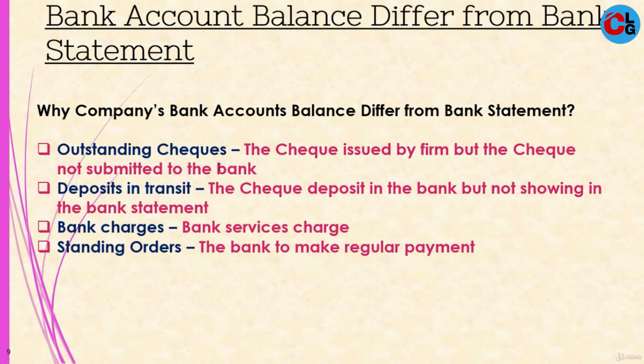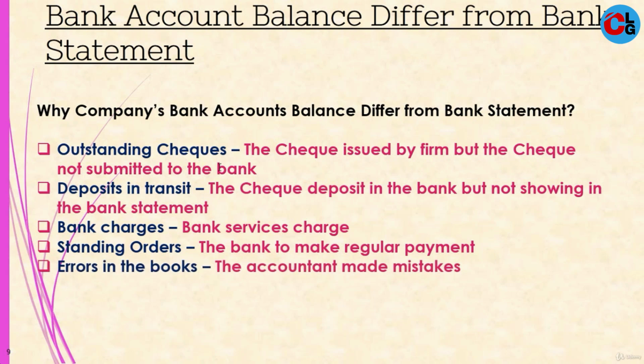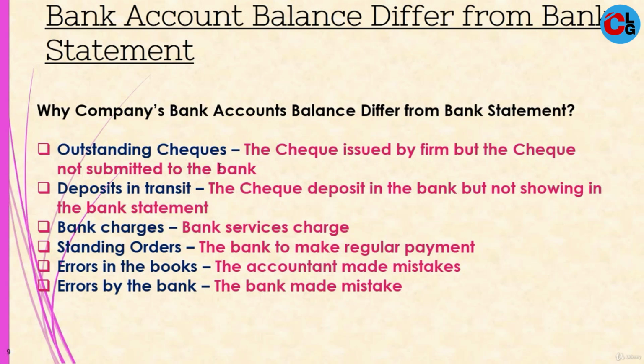The next one is error in the book. What is the error in the book? Sometimes the accountant made a mistake. So at that time also the company's bank account balance differs from the bank statement. The next one is errors by the bank. If the bank made a mistake, this is why the company's bank account balance differs from the bank statement.